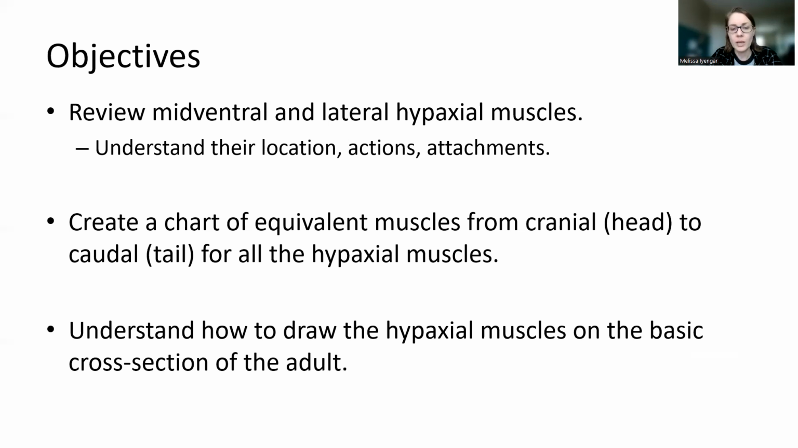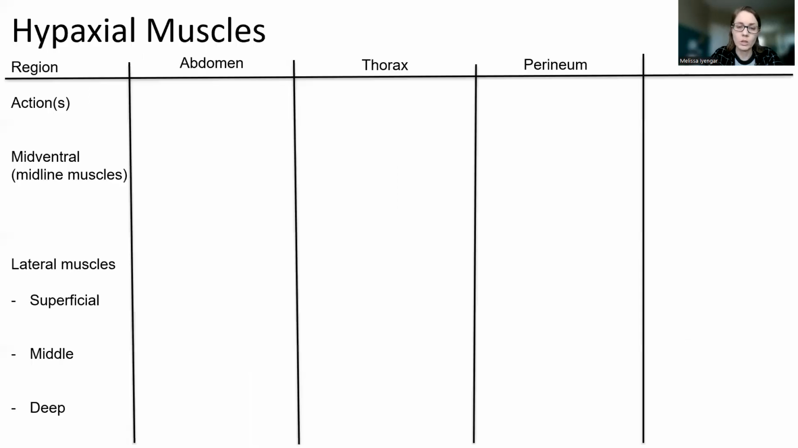The idea of creating an equivalency chart is so that you see how these muscles are all made in the same way during embryonic development, but also to help you understand that they look the same because they're all made in the same way during embryonic development. And then the last part is we'll draw the hypaxial muscles on the basic cross section of the adult.